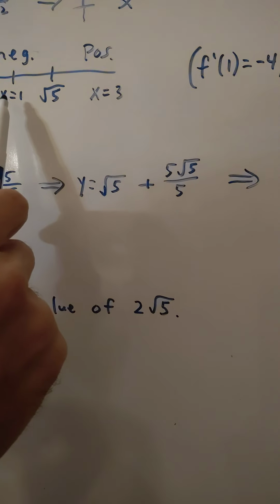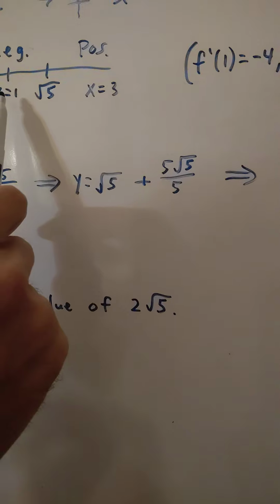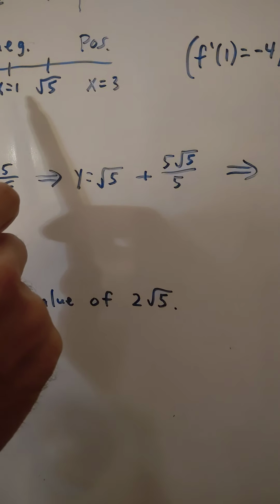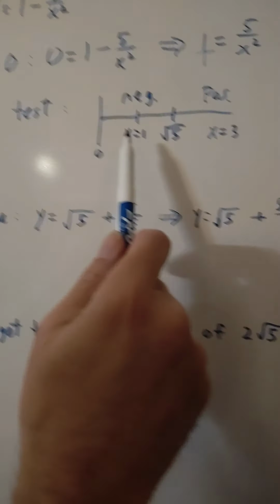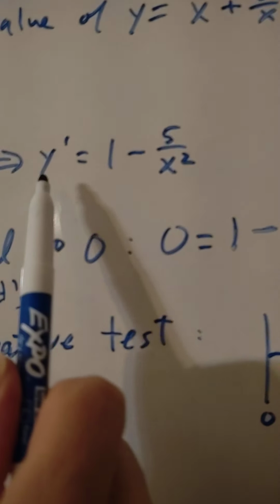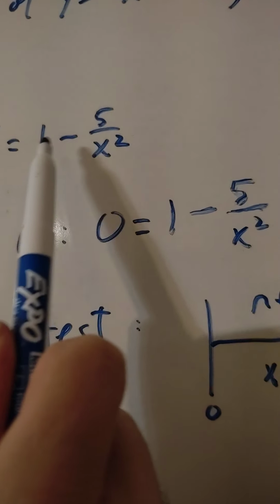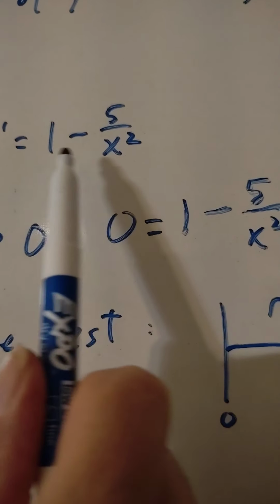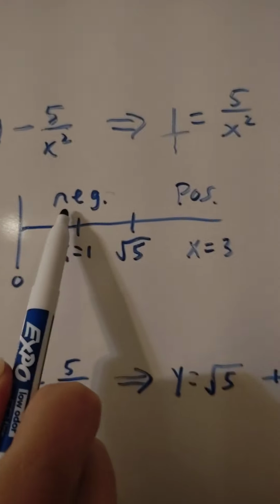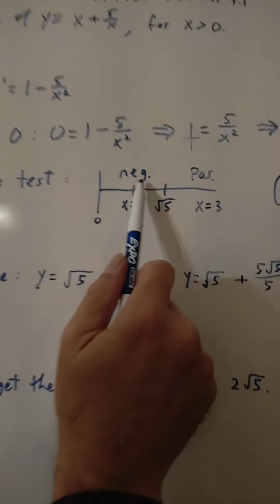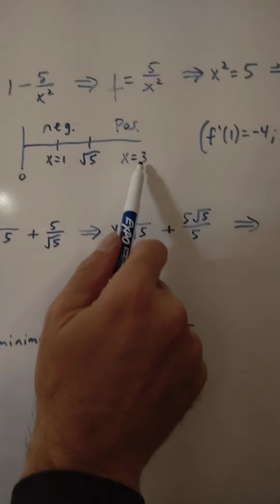What happens when you plug in x equals 1 into f prime? Make sure you plug this into the derivative function, which was right over here. So when we let x equal 1, what do we have? What's 1 minus 5 over 1, which is 5? What's 1 minus 5? -4. So that's why I wrote negative, because we're really interested in, is it negative or positive? So that's negative.